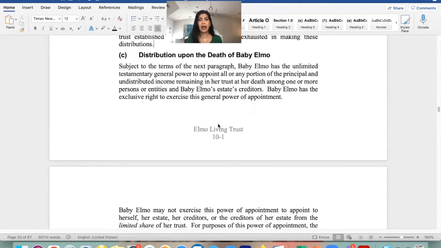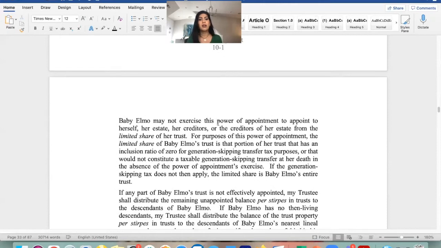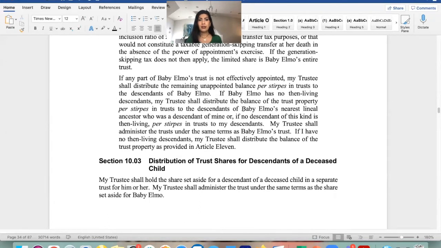Upon baby Elmo's passing, obviously monies cannot go to a spouse, cannot go to any creditors. It's making it clear that it goes down to baby Elmo's living children per stirpes. It's also making it clear that if baby Elmo has no children, then it's supposed to go to baby Elmo's nearest lineal ancestor, who is also a descendant of mine.